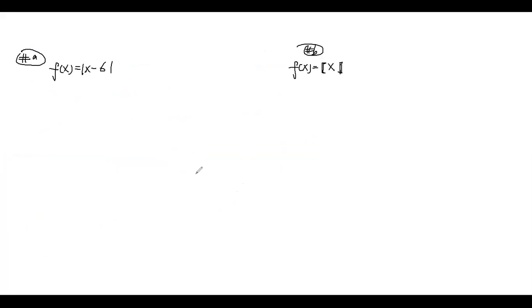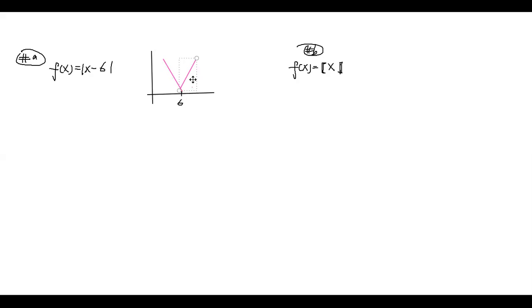The first one is f of x equals the absolute value of x minus 6. If you remember from your algebra class, if this is 6, what is your function going to look like? Your function is going to look something like this. That is the absolute value function.